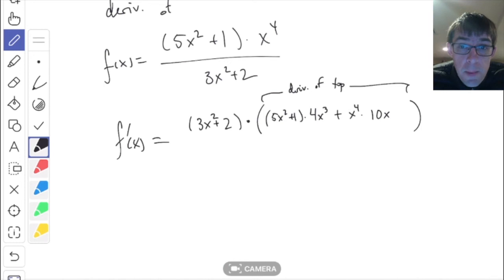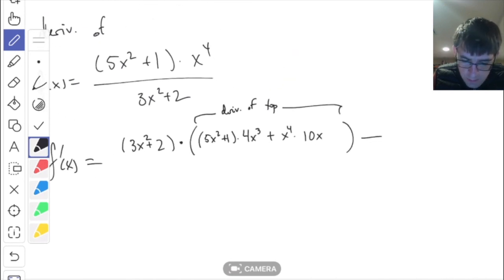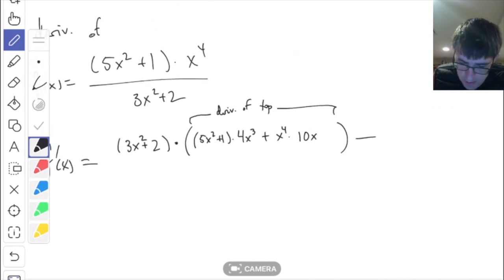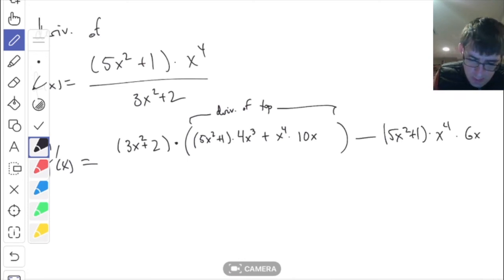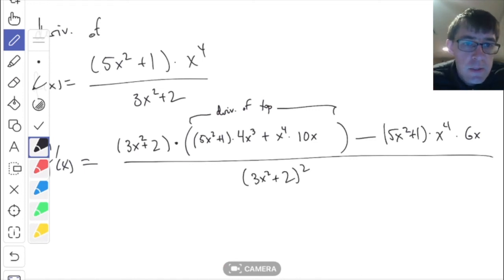We're not done yet. Remember, we are in the middle of doing the quotient rule. The quotient rule says the bottom times the derivative of the top. That's what I did so far. And then I go minus the top times the derivative of the bottom. So the top is all of that stuff, 5x squared plus 1 times x to the 4, and then times the derivative of the bottom. The derivative of 3x squared plus 2 is 6x. All right, this is the numerator of the quotient rule, and then remember the quotient rule always is all of this over 3x squared plus 2 squared. And that's the answer, all right?